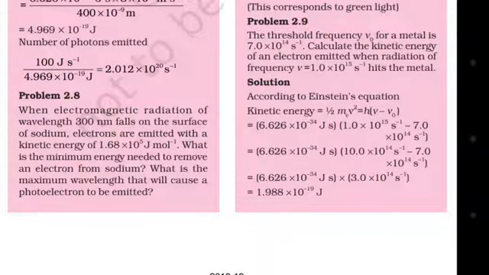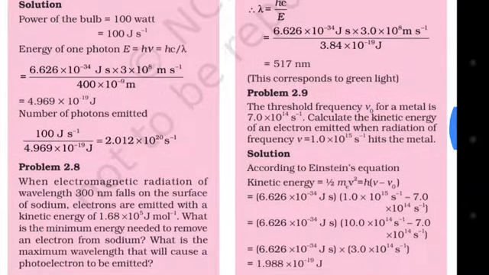Problem 2.8. When electromagnetic radiation of wavelength 300 nanometer falls on the surface of sodium, electrons are emitted with a kinetic energy of 1.6 into 10 to the power 5 joule per mole. What is the minimum energy needed to remove an electron from the sodium? What is the maximum wavelength that will cause a photoelectron to be emitted?